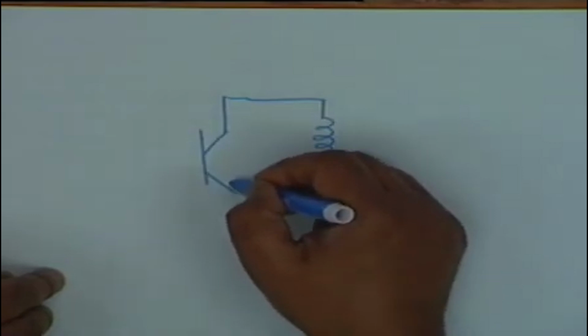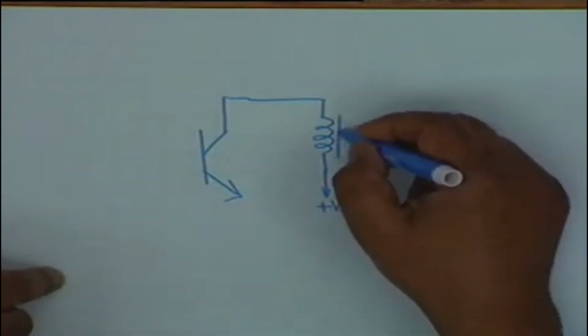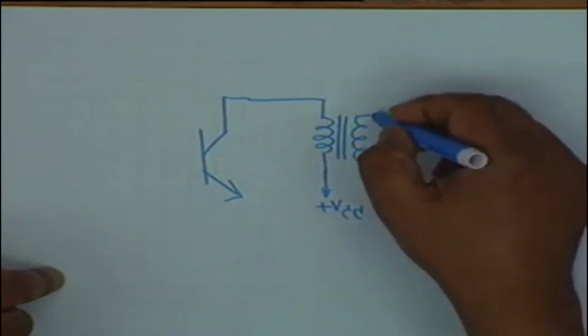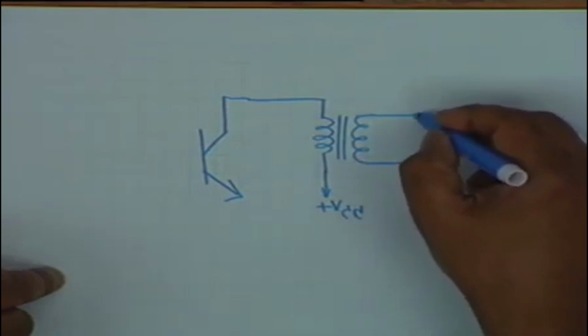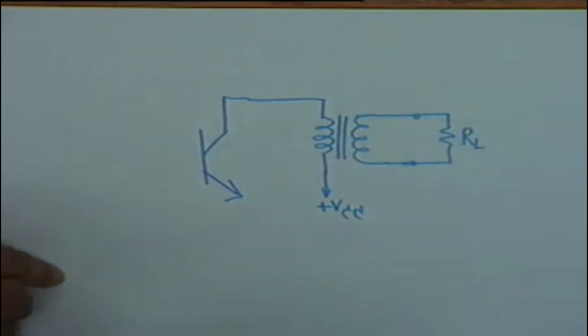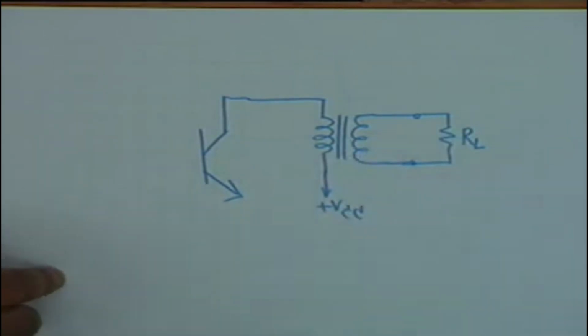There is no RC. The collector goes straight to the primary coil of the transformer. The transformer has a secondary, and it is to the secondary that the load is connected. The load RL is connected to the secondary. So there is no intermediate resistance through which the load is connected.